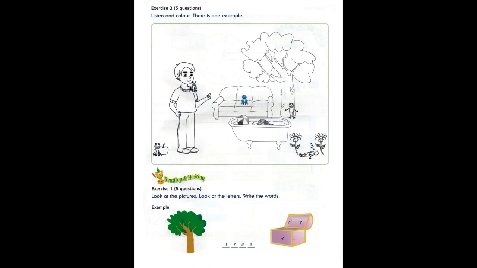Question 2. Now find the fish. It's swimming in the bath. Is it swimming next to the ball? You're right. Colour it yellow. Okay, I'm colouring it yellow now. That's right.